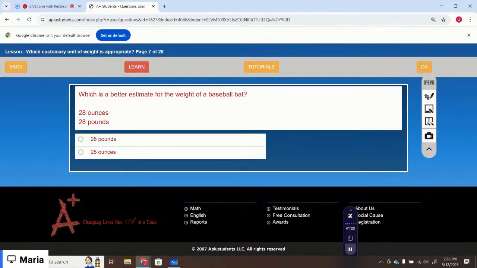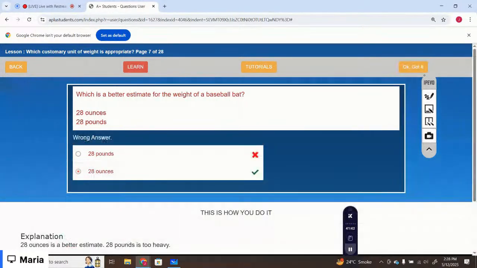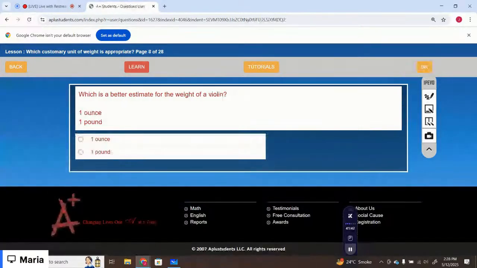Which is a better estimate for the weight of a baseball bat? 28 pounds, 28 ounces. That is a baseball bat, so that must be 28 pounds, not 20. I think 28 pounds is too much. Yes, that is 28 ounces. The correct option is 28 ounces.